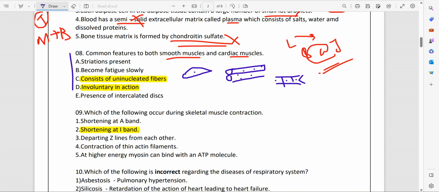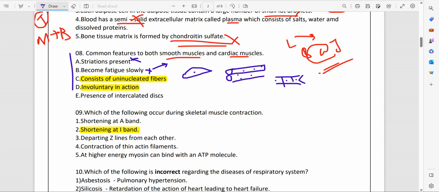So A, striations present. Striations are present only in cardiac muscles because they have sarcomeres. And B, become fatigued slowly. No, it is just for smooth muscles. We cannot consider cardiac muscles as getting fatigued, because if they get fatigued, it means that they are dead. If cardiac muscles are dead, it means the person is dead, so there's no point in talking about that. The C one, yeah, it's correct. They consist of uninucleated fibers, and if you take the skeletal muscle, that is multinucleated. And the next one, involuntary action.